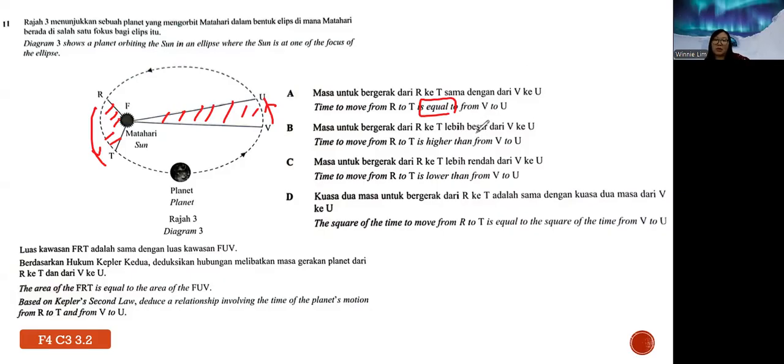Again, we go through all the options. Is there any other that is more accurate or not? Time to move from R to T is higher, so not correct. Lower, also not correct. Then the square of the time to move from R to T is equal to the square of the time from V to U. So it's not the correct idea. We don't need to square. So based on Kepler's second law, A is the correct answer.